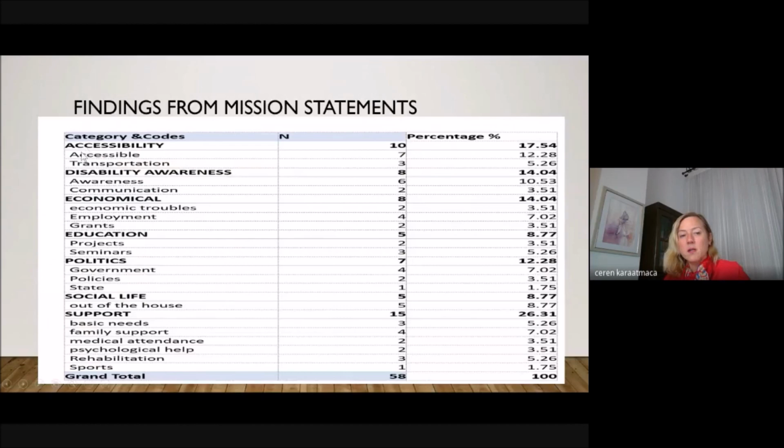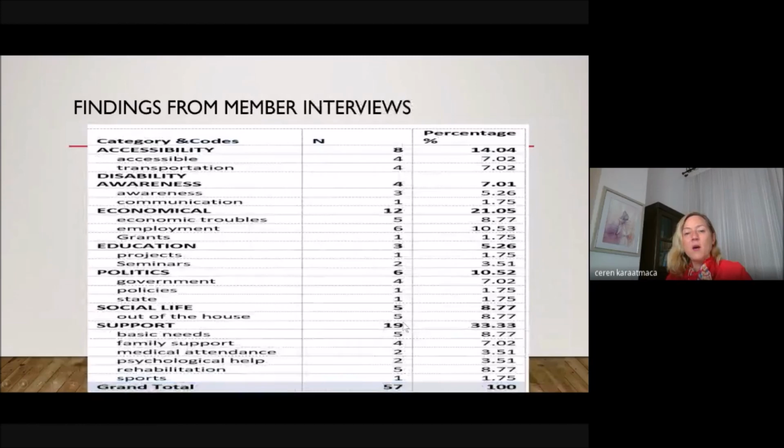So the first one is accessibility, which is 17.54%, almost 18%. We have another category, disability awareness. We have another category, economical, education, then politics, social life, and sport. And under it, we came out with certain codes from the mission statements.